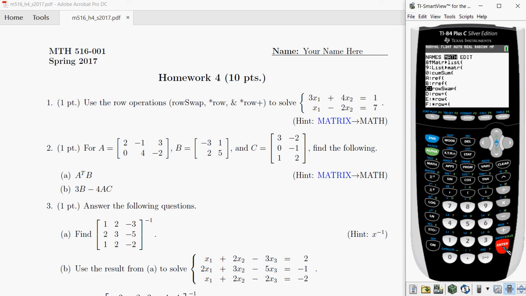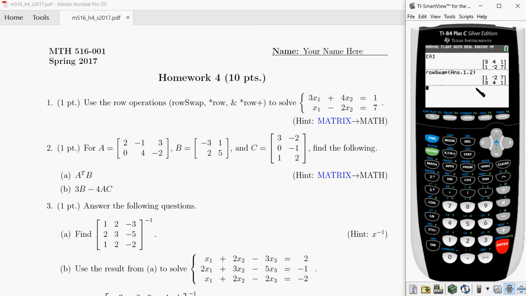Enter. Then I'm going to take matrix A, so I'm just going to use the previous answer, which is this matrix right here. Then I indicate that I'm going to switch row 1 and row 2, close the parentheses, then hit enter. You can see that these two rows are exchanged.